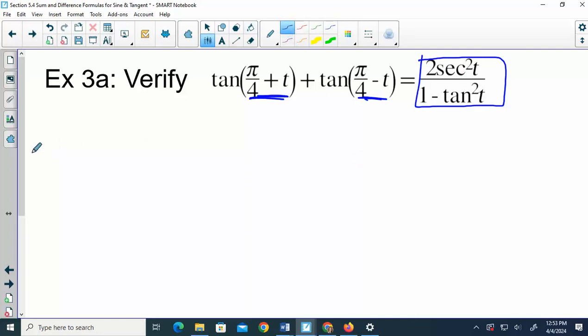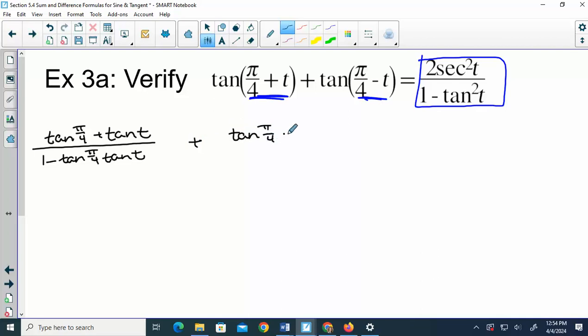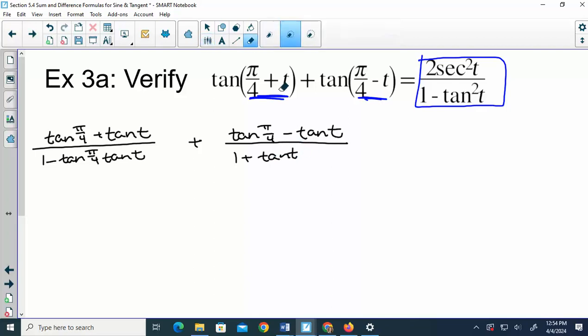So now we use our formulas. Tangent of the first plus tangent of the second over 1 minus tangent of the first, tangent of the second. And this one, same thing, except we're flipping the signs. Tangent of the first minus tangent of the second over 1 plus tangent of the first, tangent of the second.